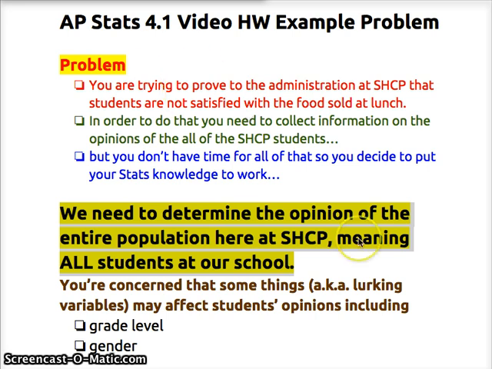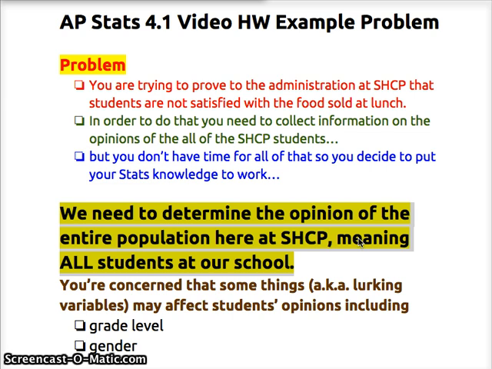So here's our problem. You're trying to prove to the administration at SHCP that the students are not satisfied with the food sold at lunch. So we want to know all the information about the students at the school in order to present that to the administration. You don't have time for that. Nobody's got time for that.